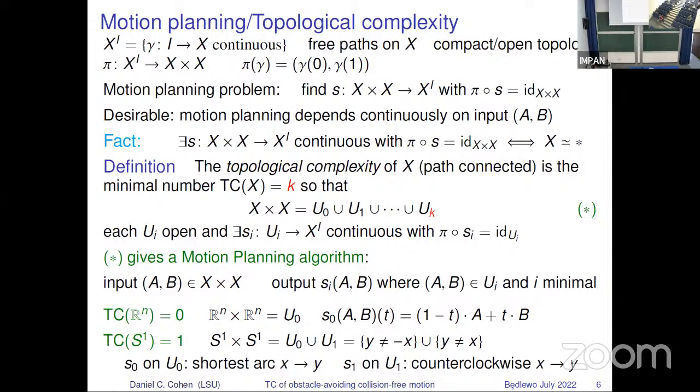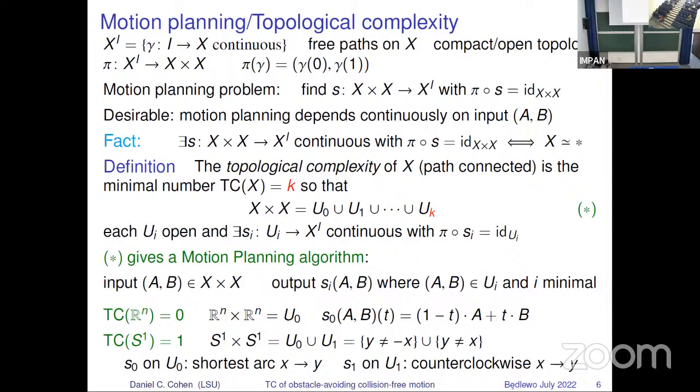I want π composed with S to be the identity map on X × X. And as we were just discussing, it would be nice if this S could be continuous, and it is pretty easy to show that that is almost always impossible. The only time you can make what you might call a globally continuous motion planner S is when your configuration space is contractible.